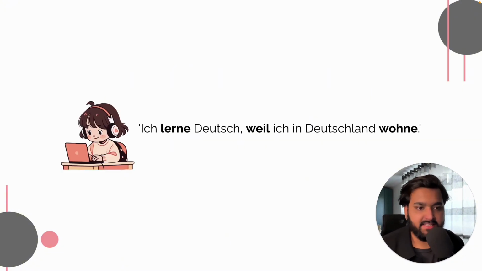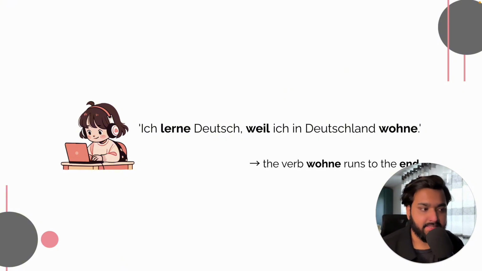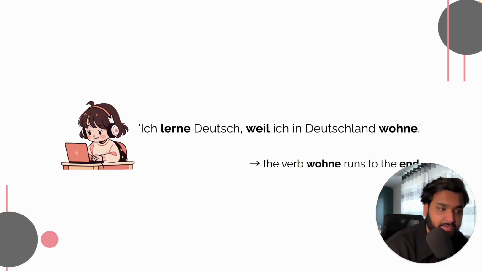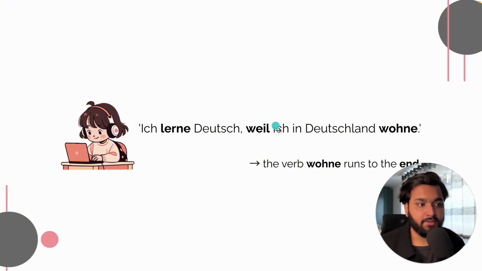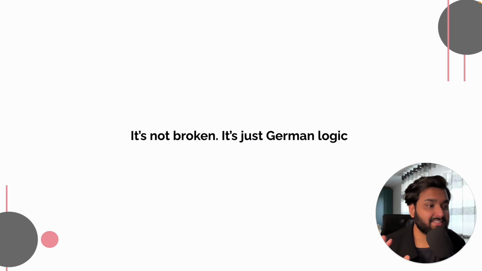As you can see in this example, ich lerne Deutsch, weil ich in Deutschland wohne. That means I learn German because I live in Germany. And as you can see, the verb wohne runs to the end. You don't say ich lerne Deutsch, weil ich wohne in Deutschland. You say ich lerne Deutsch, weil ich in Deutschland wohne. So wohne, the verb, goes to the end because of the subordinate clause weil. It's not broken, it's just German logic.